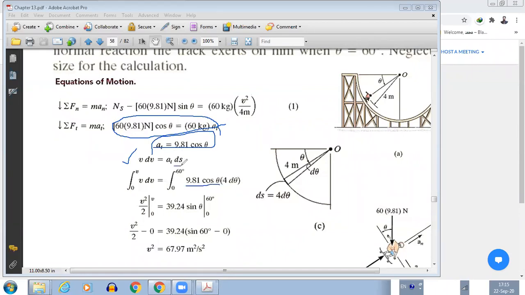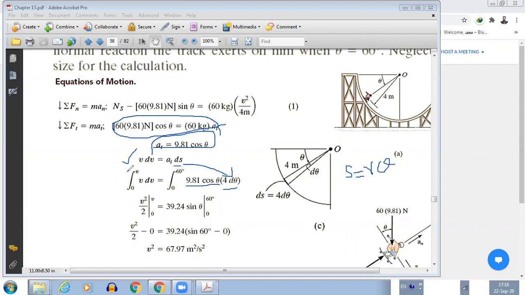ds is the distance, but we know this is a circular track. For a circular track, S equals R theta. So ds equals R d theta. Instead of ds, we can put R d theta, where R is 4. Now we have an equation where velocity is 0 when theta is 0, and when theta is 60, we can integrate it to find the velocity.